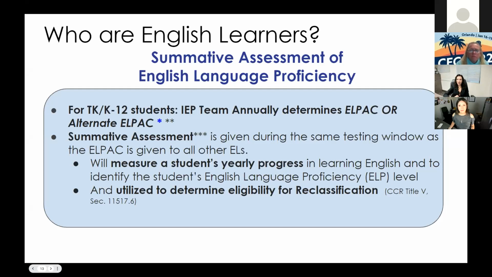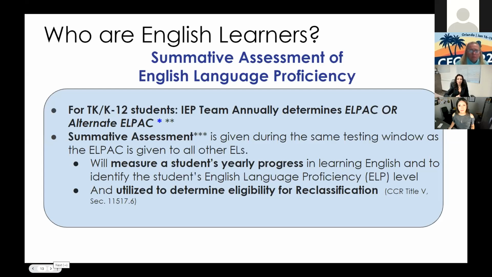As we identify our English learners through the summative assessment process, for those students who have been identified as English learners, we may have students who then will take the LPAC or the alternate LPAC, and we'll share a little bit more about the alternate LPAC in a few more slides. The summative assessment is given during the testing window as all students, so English learners, and students who are already identified as students with disabilities also take the summative LPAC.